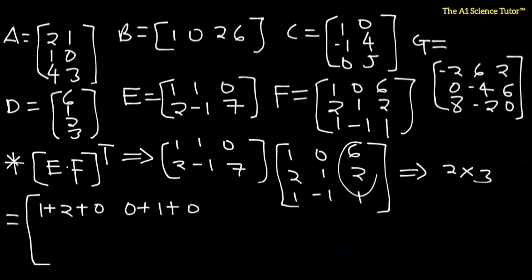And finally, we use the last column for the first row. So this is 1 multiplied by 6. That is going to give us 6. Plus, we have 1 multiplied by 2. So that is going to give us a 2. Lastly, we have 0 multiplied by 1. So that gives a 0.